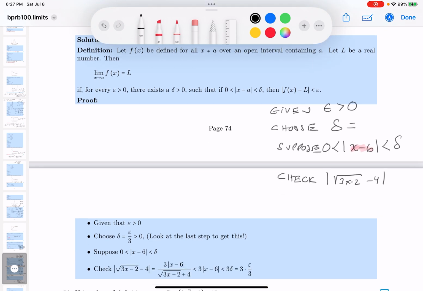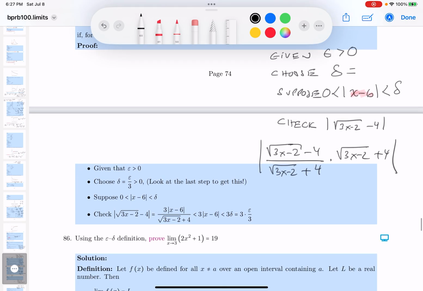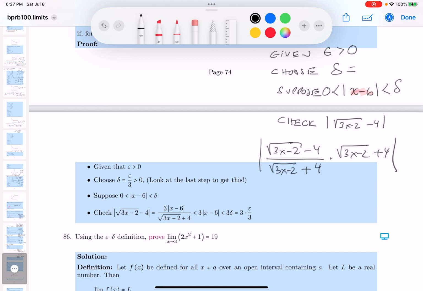So I'm going to do what I did before. Put this over here. Multiply by the top, multiply by the conjugate. Let's just work through that. Get the absolute value. On top, what do you get? We get 3x minus 2 minus 16. So 3x minus 18.